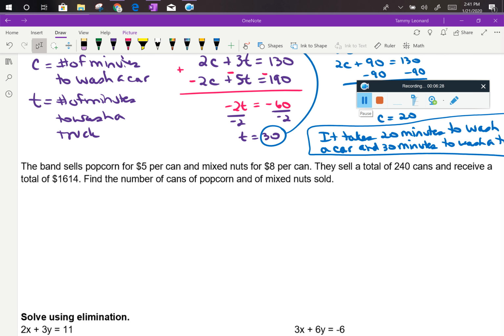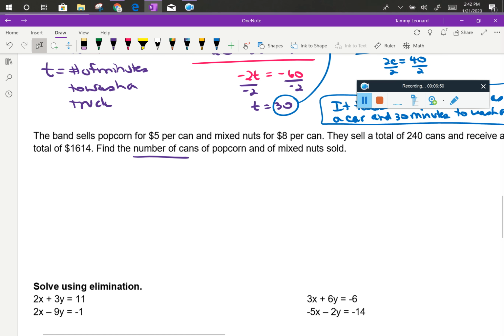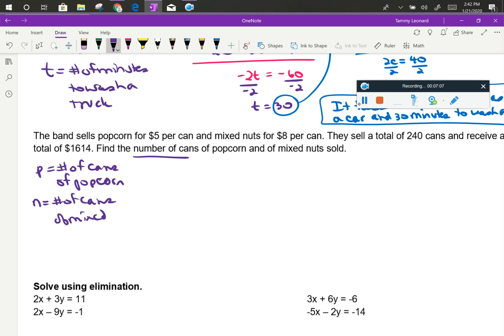Next, we see another word problem. The band sells popcorn for $5 per can and mixed nuts for $8 per can. They sell a total of 240 cans and receive a total of $1,614. Find the number of cans of popcorn and of mixed nuts. Okay, so it sounds like our variables could be P equals the number of cans of popcorn and N equals the number of cans of mixed nuts.